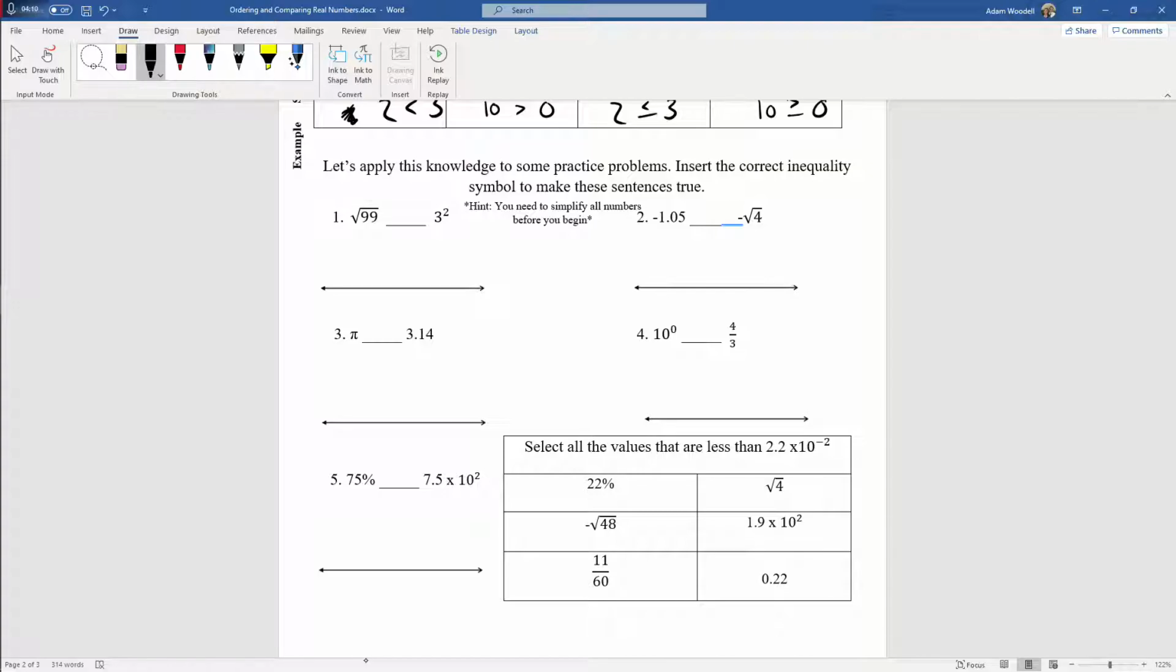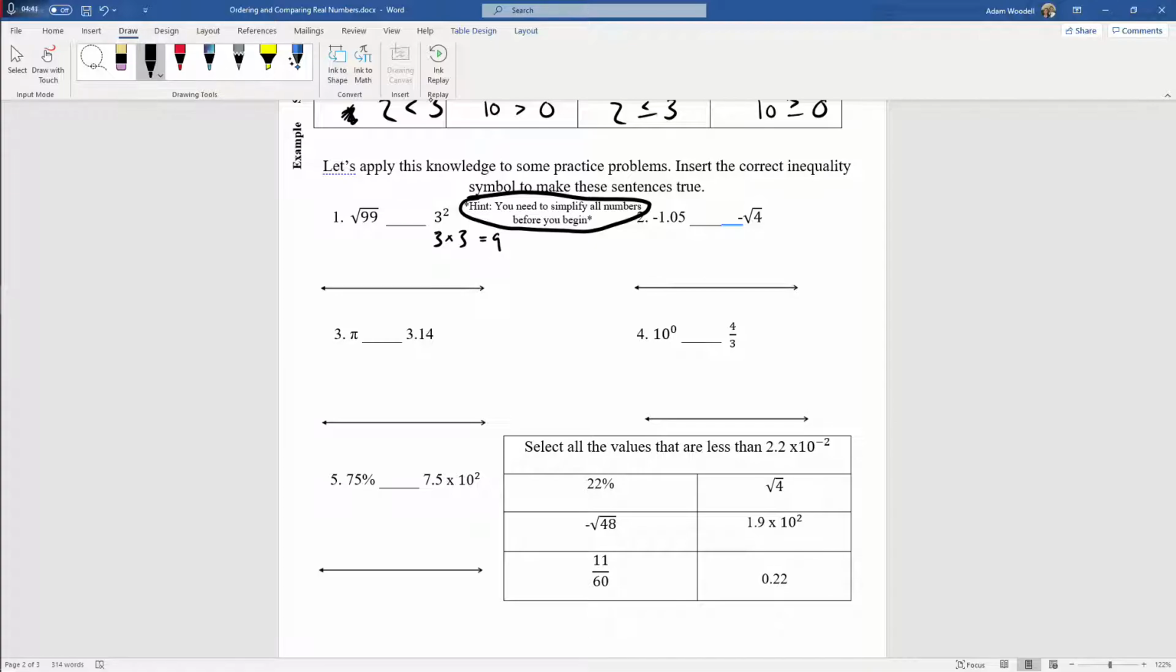Again, a very important hint right here. Some of these might end up being absolute value, or some of them might have exponents or scientific notation, and it's really important to figure out what those numbers are first before you even start comparing your numbers. So, square root of 99, we talked about those weird square roots before, so we can get into that in a second, but I do want to talk about 3 squared. I know what 3 squared is, right? 3 times 3 equals 9. So I'm really comparing the square root of 99 to 9.